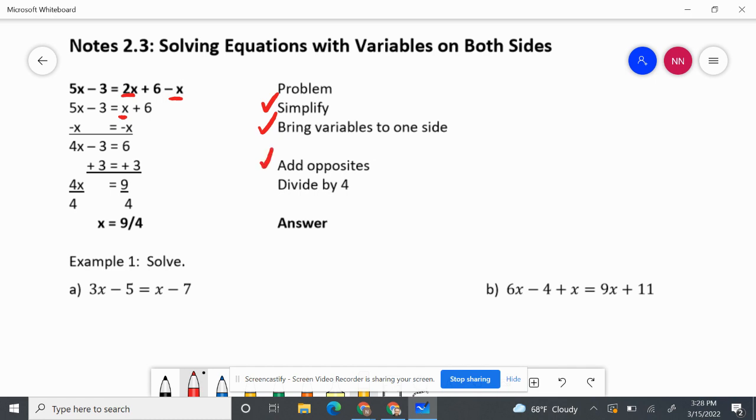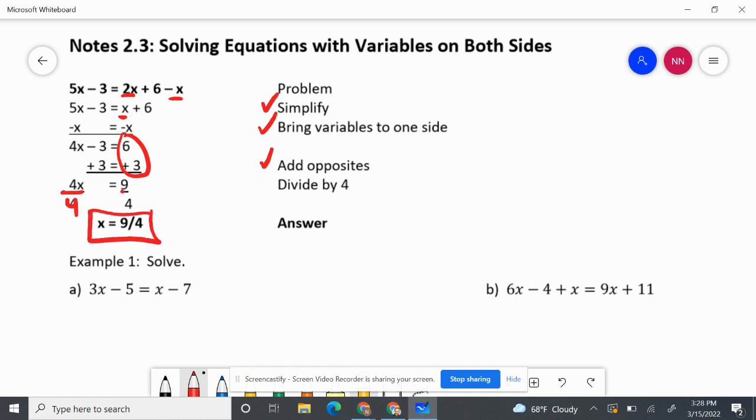Then I am going to isolate the variables. So in this case, I'm going to add the opposite. So I'm adding 3 on both sides. 6 plus 3 gives me a 9. And since this is being multiplied by 4, I divide it by 4, and that gives me 9 over 4.